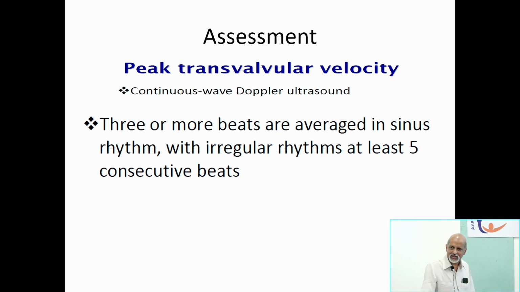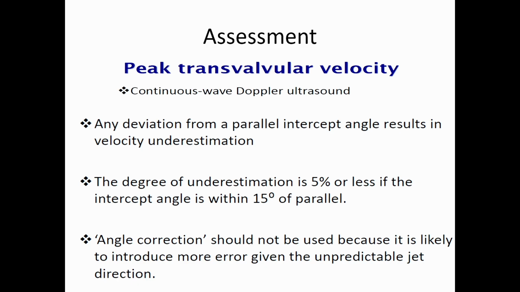It is measured by continuous wave Doppler, because there is no point in locating the exact position of the aortic valve, which is difficult in a calcific situation as well. So usually it's continuous wave, and the second reason is that the velocities are high, so obviously you cannot measure with pulse wave Doppler. Any deviation from a parallel intercept angle will result in velocity underestimation.